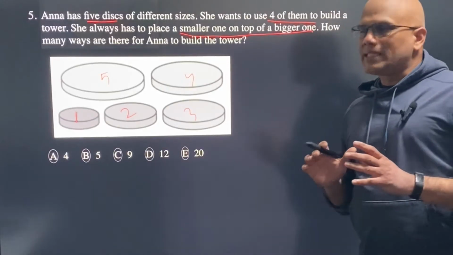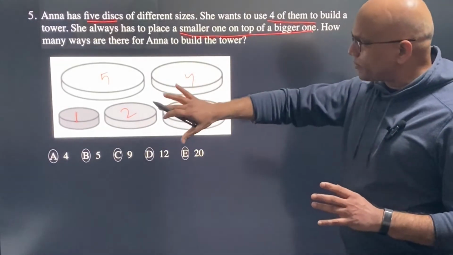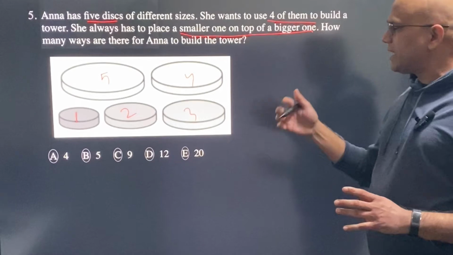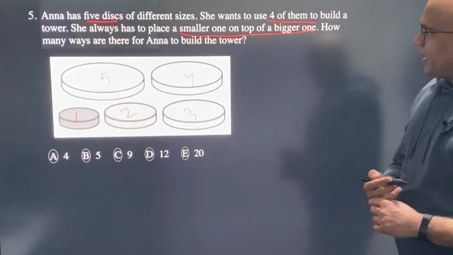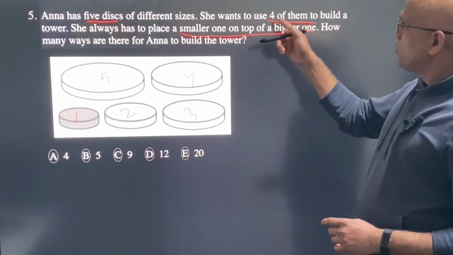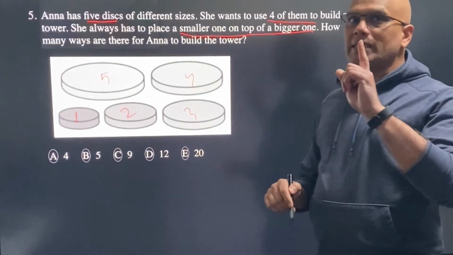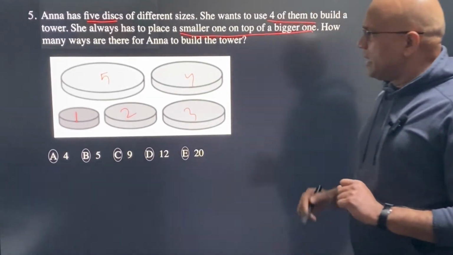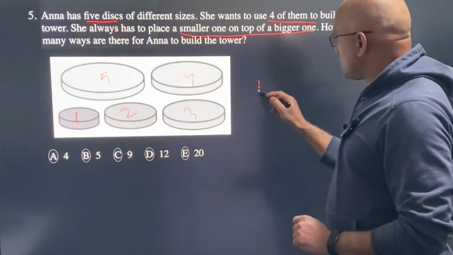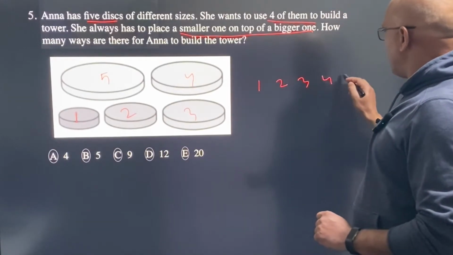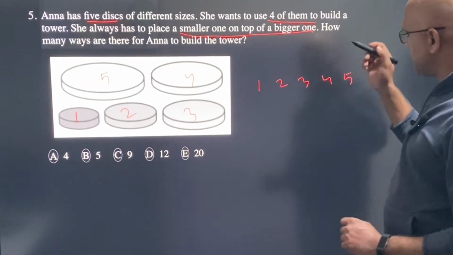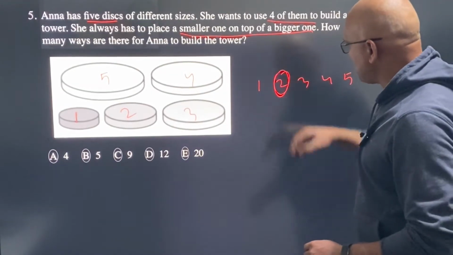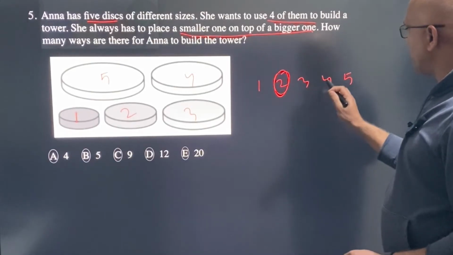One way we can do this is systematically take 4 of the numbers out of 5 and arrange it and see how many ways we can do it. But there is actually a much easier way. So we are building a tower using 4 of them. That means we are skipping 1, right? So I have 5 numbers, 1, 2, 3, 4, 5. And every time I have to skip 1. Let me skip, say 2. So remaining is 1, 3, 4, 5.